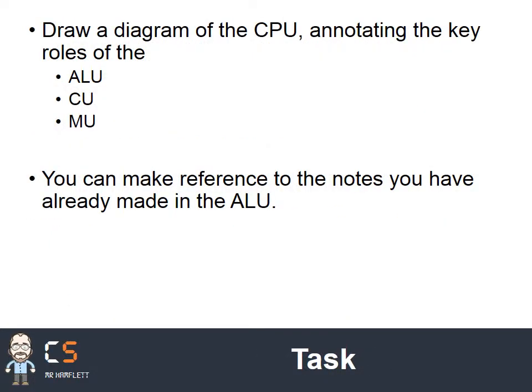Another pause opportunity. Now's the time to maybe draw a diagram of the CPU, annotating the key roles. Obviously, because you've already made notes on the ALU, it's probably worth just making reference to those notes rather than actually rewriting them out. Obviously, if you want to rewrite them out, go nuts, I don't mind.